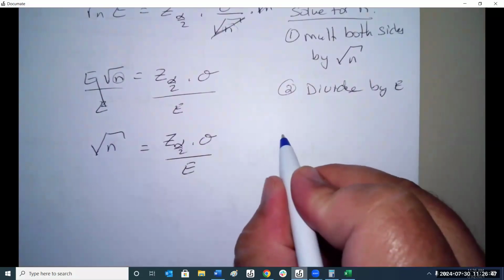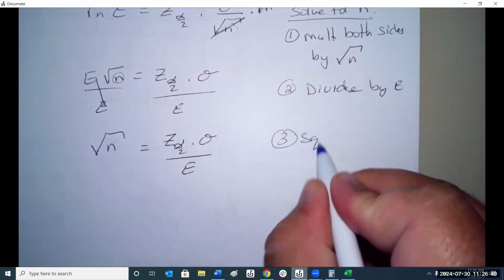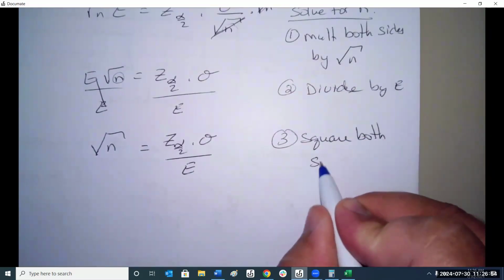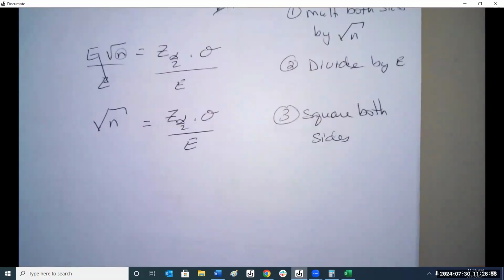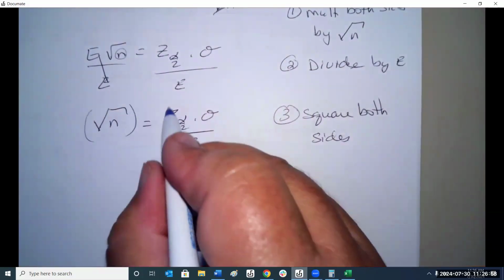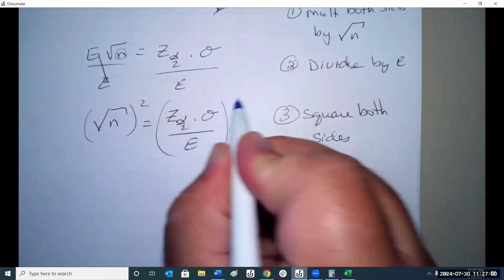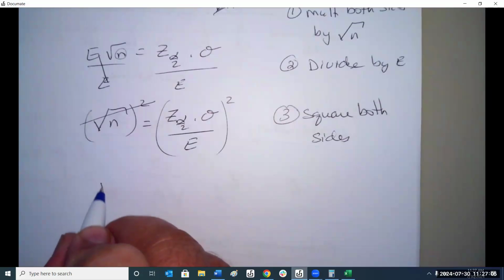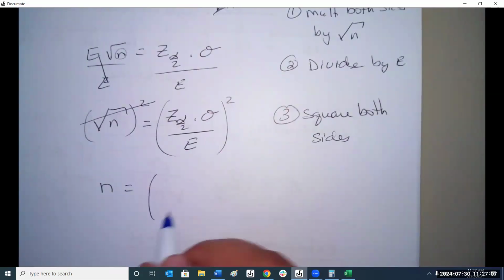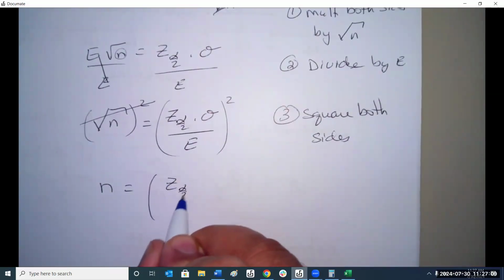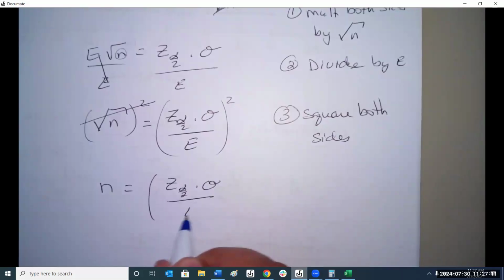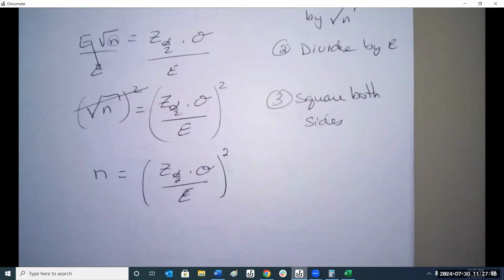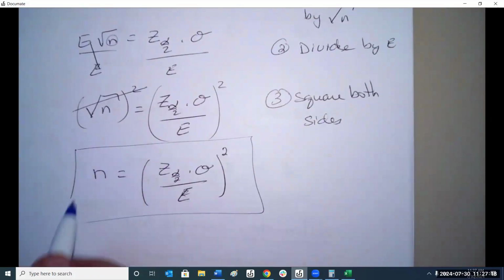Now to get rid of the square root, square both sides. So that cancels. We have n. And on this side, we have Z alpha over 2 times rho over E, all that squared. So that tells us our sample size.